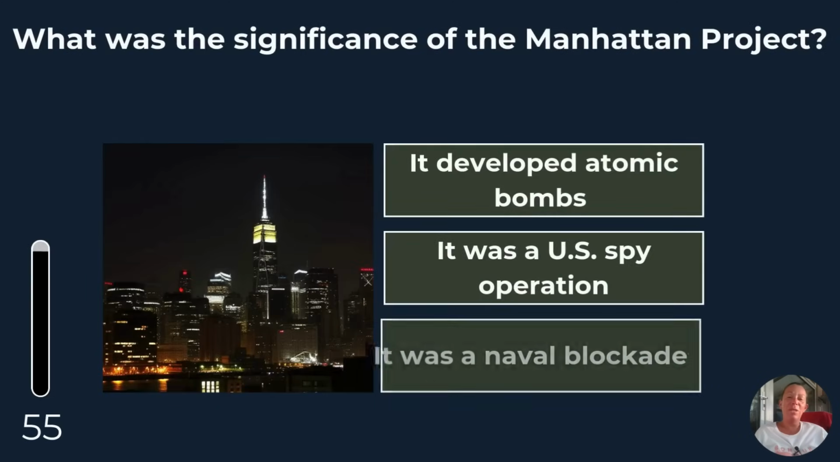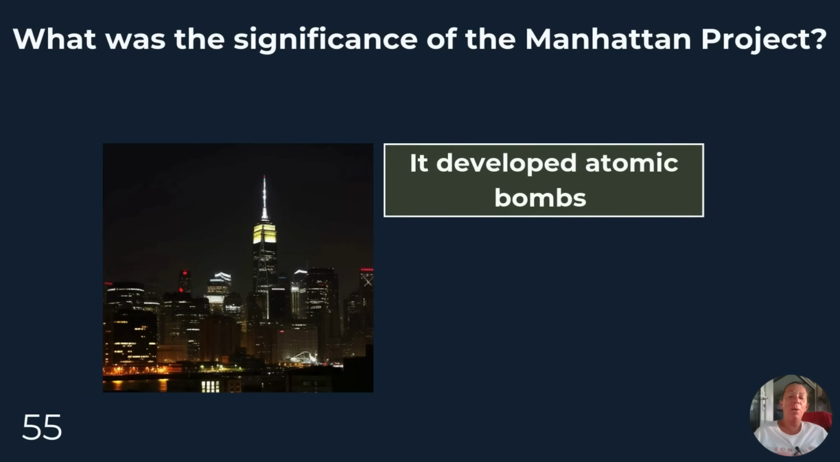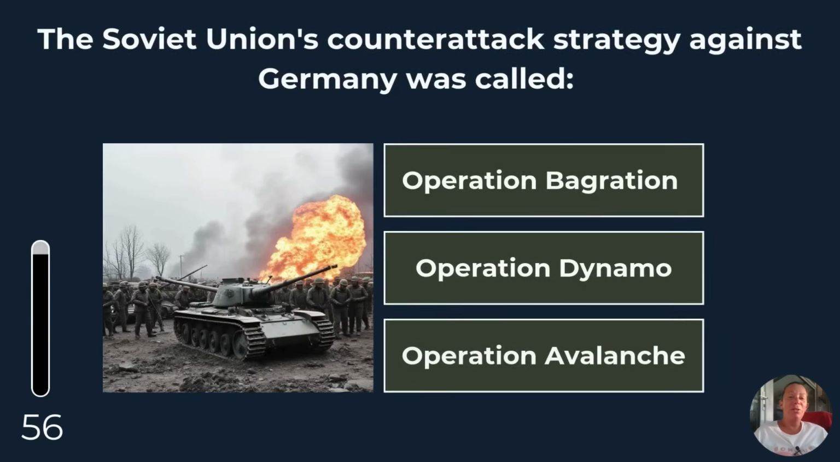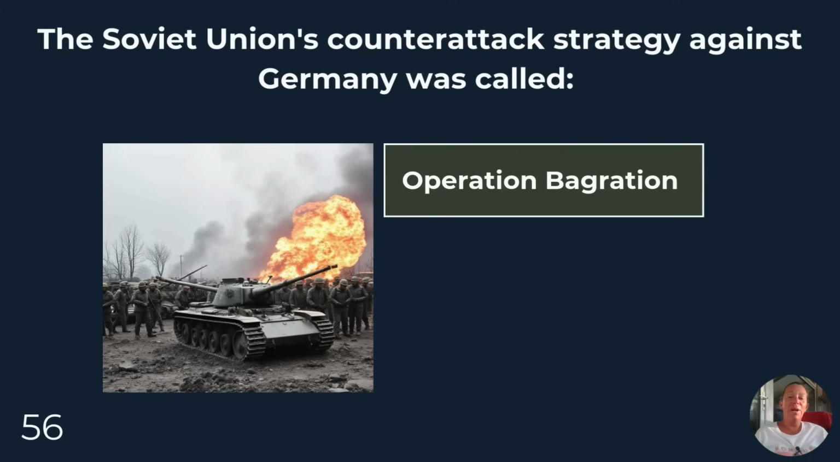What was the significance of the Manhattan Project? It developed atomic bombs, it was the US spy operation, or it was a naval blockade? It developed atomic bombs. The Soviet Union's counterattack strategy against Germany was called what? Operation Bagration, Operation Dynamo, or Operation Avalanche? Operation Bagration.